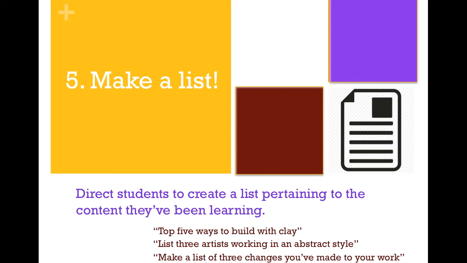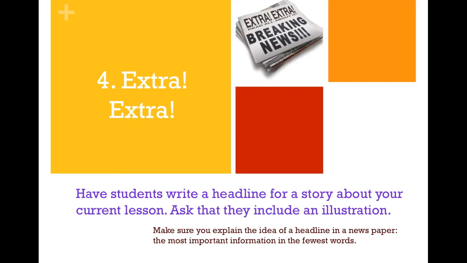List the top 5 ways to build with clay. List 3 artists working in an abstract style. Make a list of 3 changes you've made to your work. You know, this is another one that's so simple to do right on the back of a piece of artwork, on a scrap of paper, in their artist journals if you keep journals.